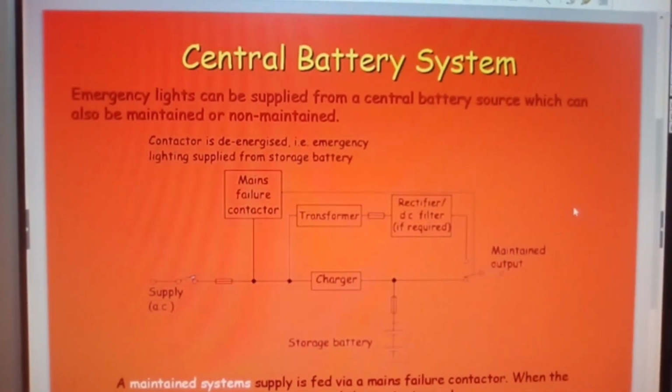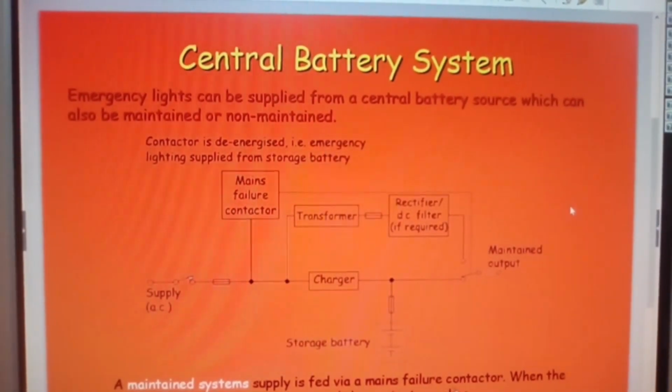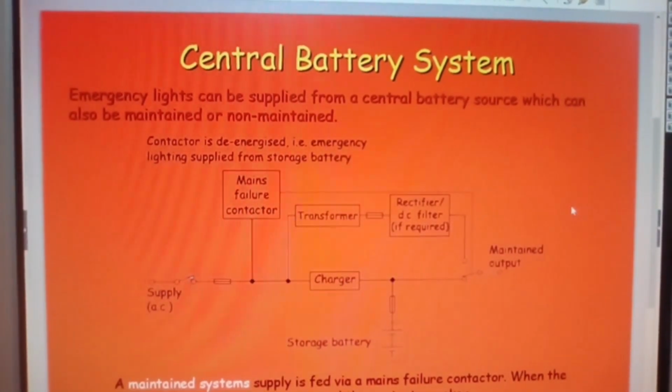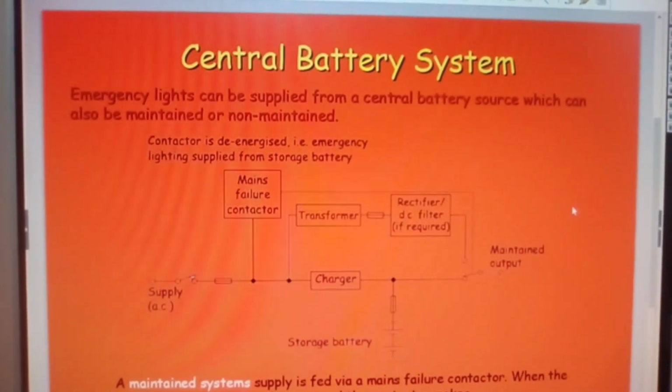A maintained system supply is fed via a mains failure contactor. When the mains fail, the contacts drop out and the contactor makes, so the supply is permanently provided.